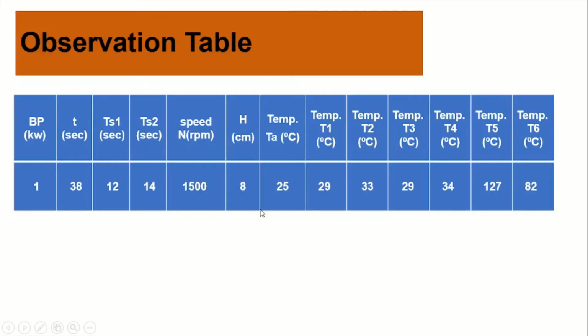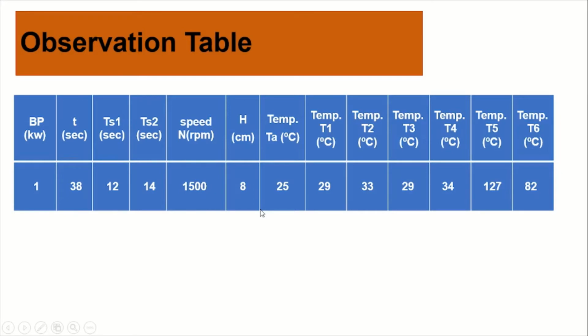From the experiment, we will make the observation table. Here the brake power is 1 kilowatt. For the 10 ml fuel consumption we required 38 seconds. The water flow rate for the water jacket requires 12 seconds. Second, the water flow rate in the calorimeter is 1 liter in 14 seconds.